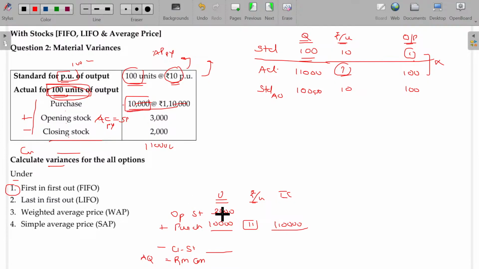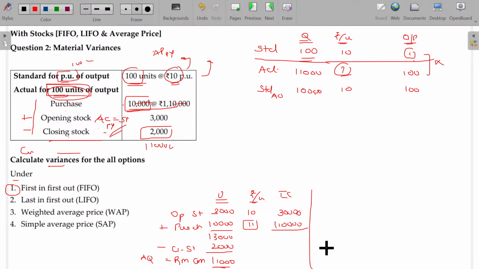What about the opening stock, sir? Opening stock is nothing but the previous year actual cost. The previous year actual cost of this opening stock is nothing but standard price, which is 10 rupees. 3,000 into 10, 30,000. So we got this value. So overall, 13,000 units. Still we have 2,000 units unused. For the production of the given output 100, we have used 11,000 kgs of raw material.